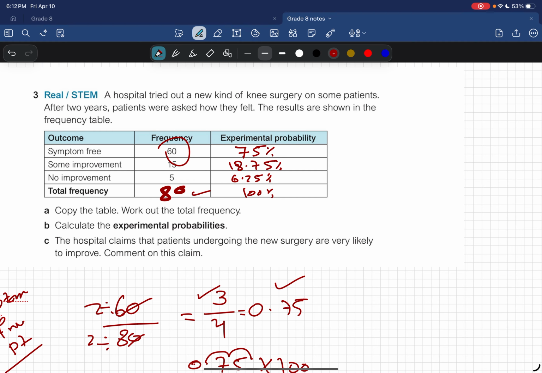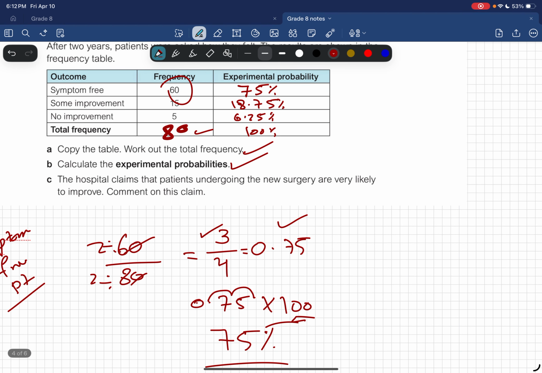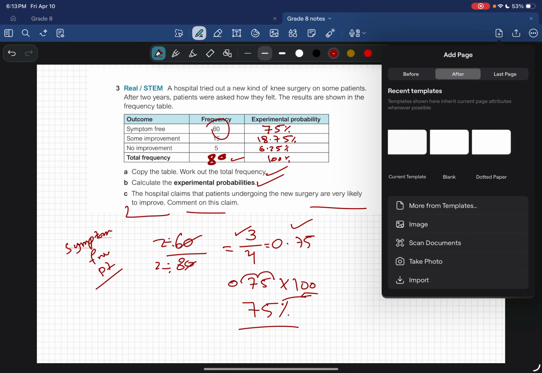Okay, now we have our results. So we did copy and complete, work out each frequency. We calculated the experimental probabilities as shown. Now we're going to comment on what happens. The hospital claims that the patients undergoing new surgery are very likely to improve. Comment on this claim. Before we comment on this claim, I'm going to show you something here.